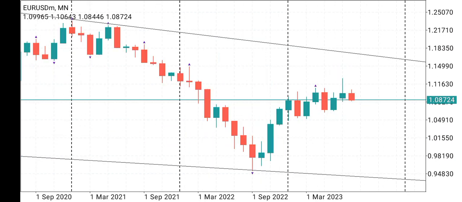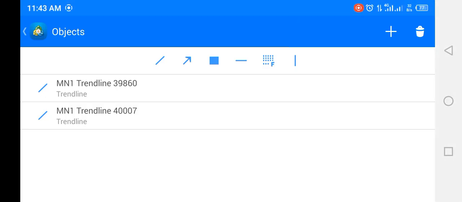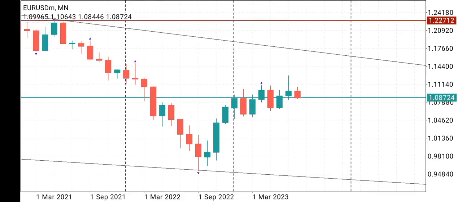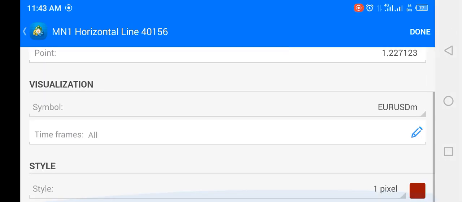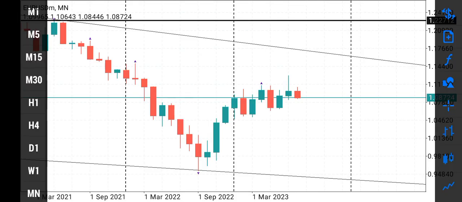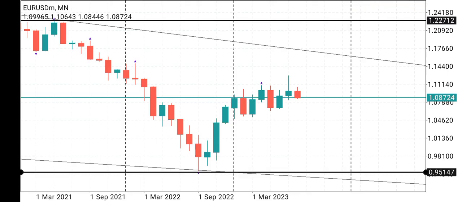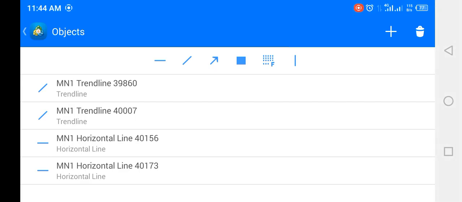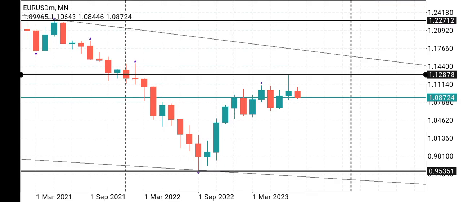But as you all know, my strategy starts from marking out the swing points. I mark out the monthly swing points, the swing highs and the swing lows, using different colors to differentiate them. So I mark the high and the low, then I mark the previous high and low of the candle.